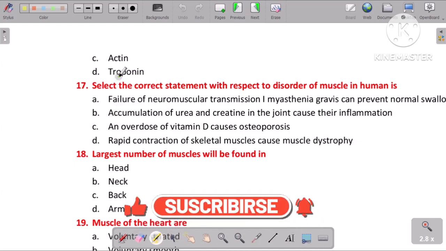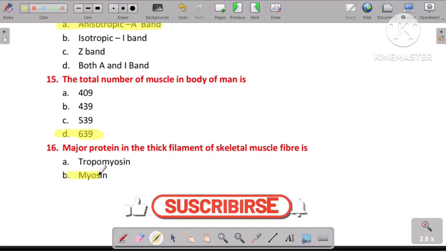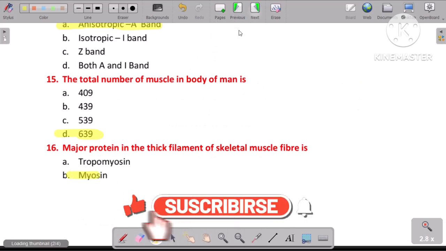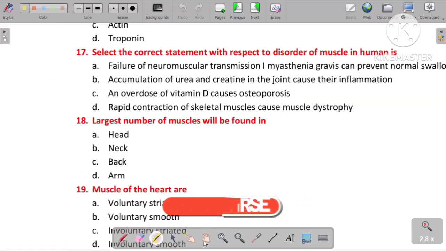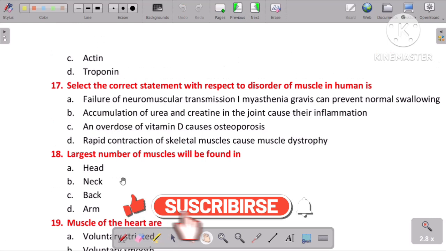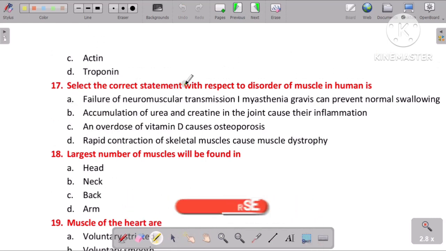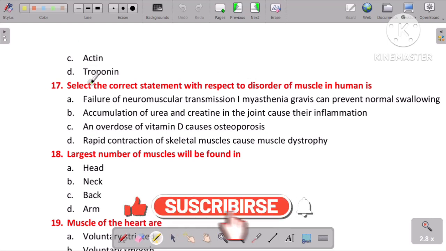So the right answer is option B, myosin. So the next question is: select the correct statement with respect to disorders of muscles in humans.